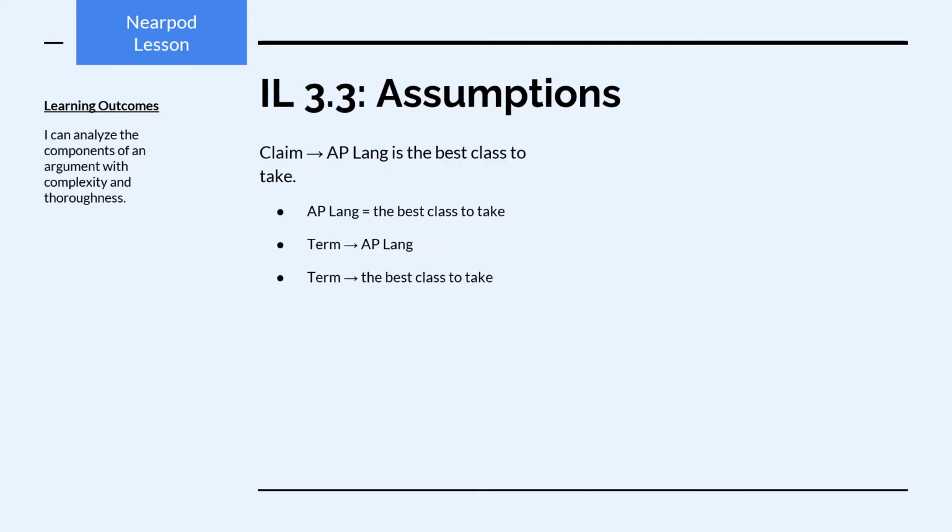So let's take a look at an example. I'll take you through my whole thought process of voicing the assumption that I voiced from this sample argument. So going back to my AP Lang is the best class argument, I have my claim here. AP Lang is the best class to take. In other words, AP Lang equals the best class to take. And I've got two terms there. One is AP Lang on one side of the equation. The other term is the best class to take on the other side of my little equation.